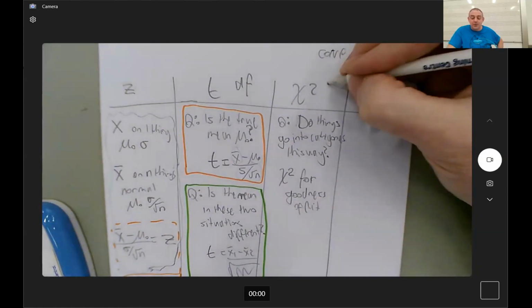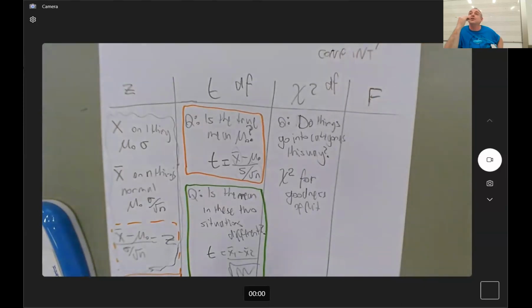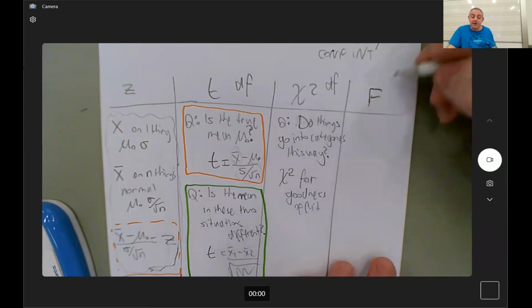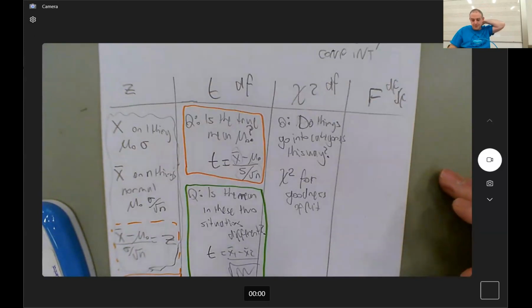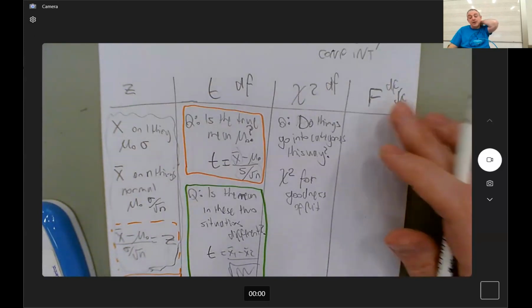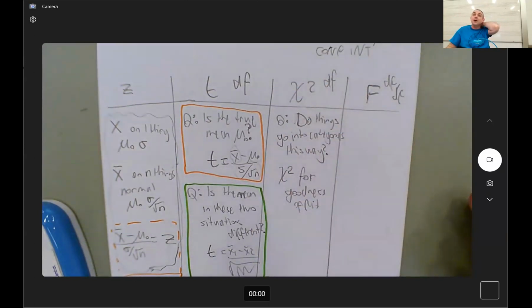The chi-square distribution has a degrees of freedom as well, which tells you where the chi-square distribution lives and which one it is. The F distribution has 2 degrees of freedom to tell you which one it is. It has 2 addresses: a street and a house number. That's because in the theory behind it, it's made from 2 chi-square distributions divided by each other.